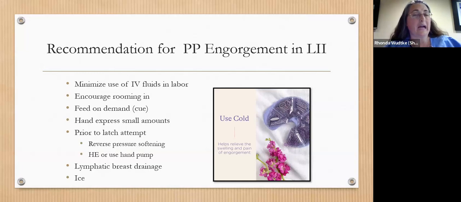So it's always important that you would ask permission before you ever touch or hand express or any of those types of things, and they may be more comfortable with having the pump do that for them. But once again, small amounts, just enough to soften that area up. We're going to talk more about lymphatic breast drainage later, and then our friend ice, okay?